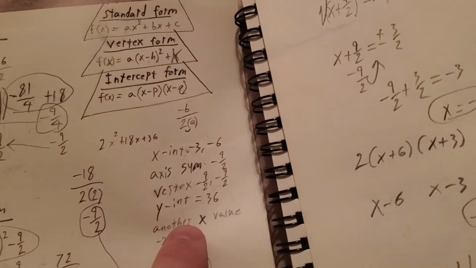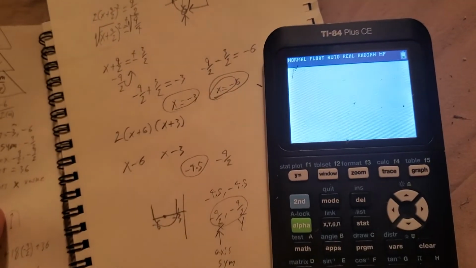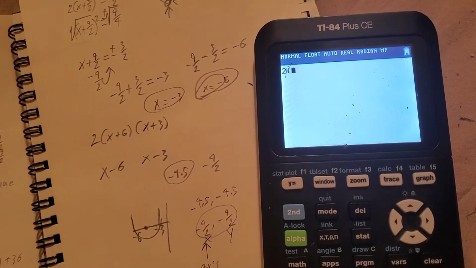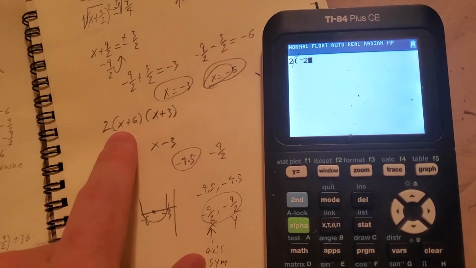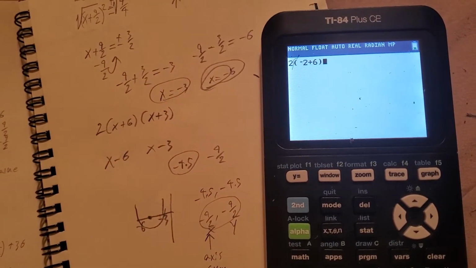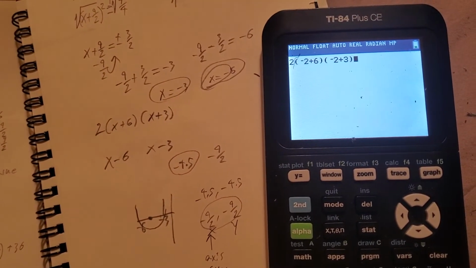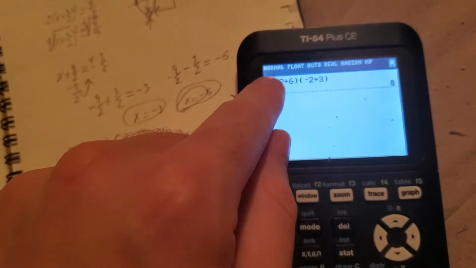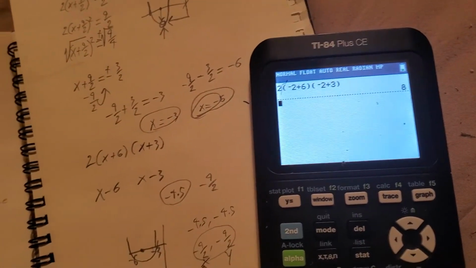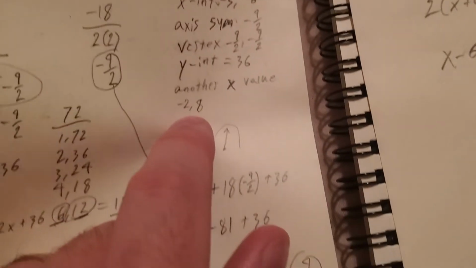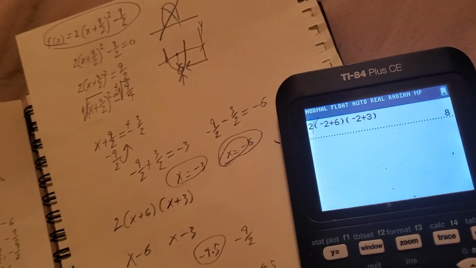So we have all the values down here so far in intercept form. We're looking for this one right here. To save time, I'm going to say 2 times negative 2 plus 6, times negative 2 plus 3. We're plugging in the negative 2 for the x value, guys. Boom, 8. Where x is equal to negative 2, the y output is positive 8. I meant to say positive, not negative.